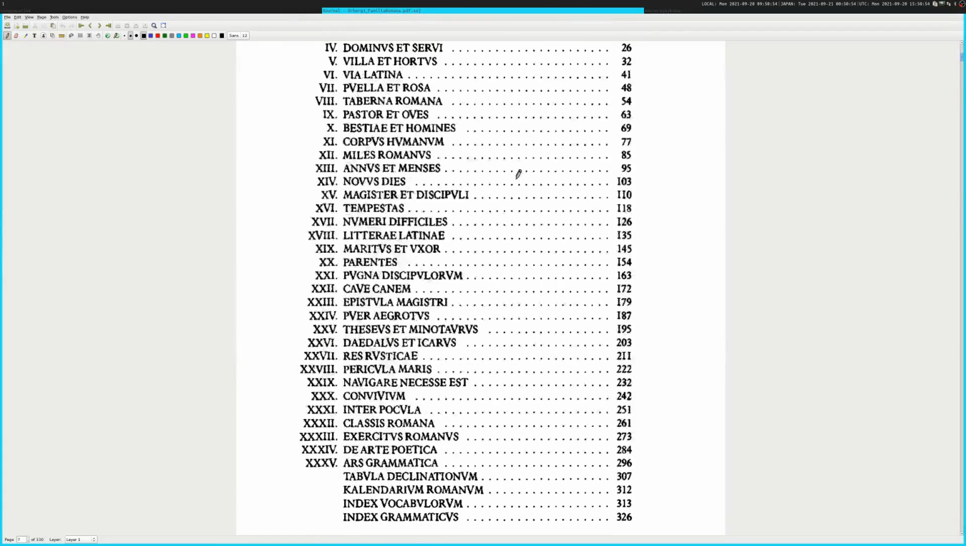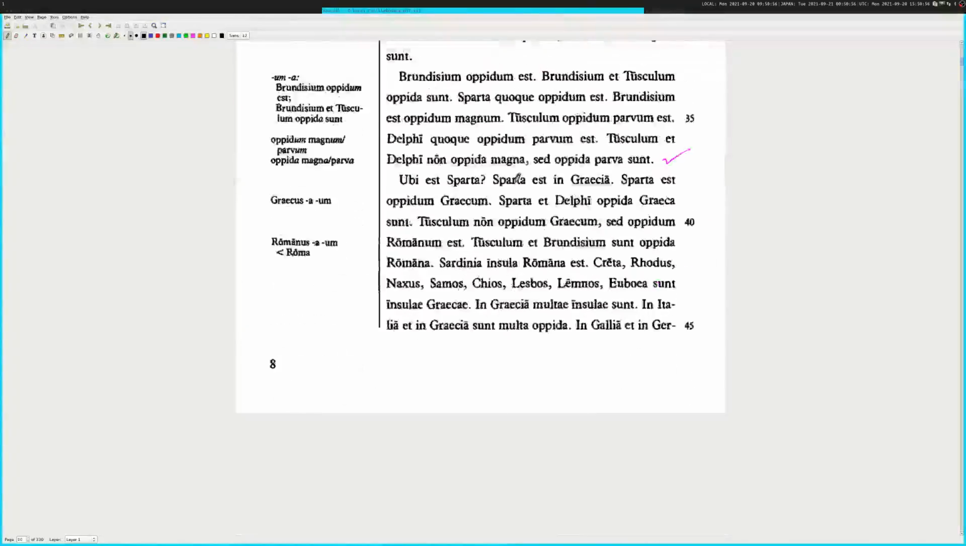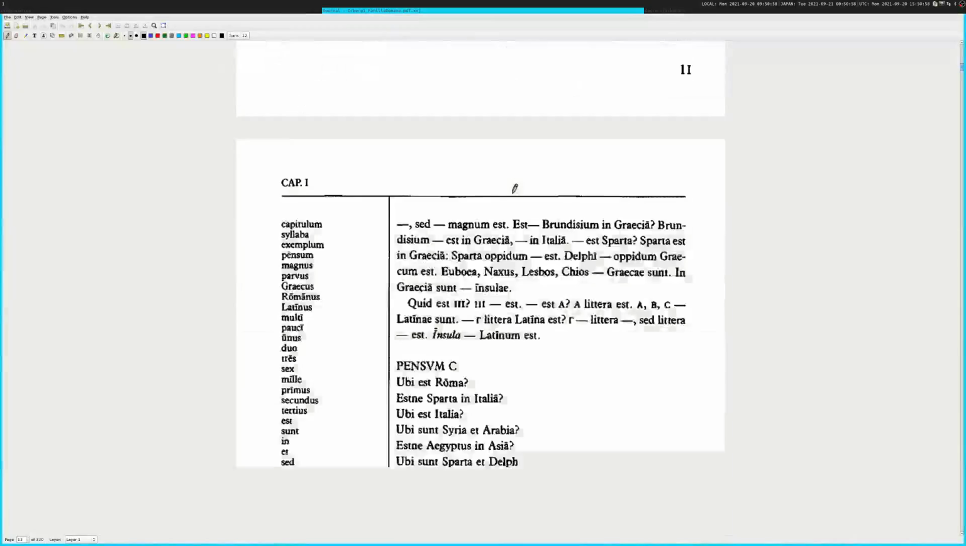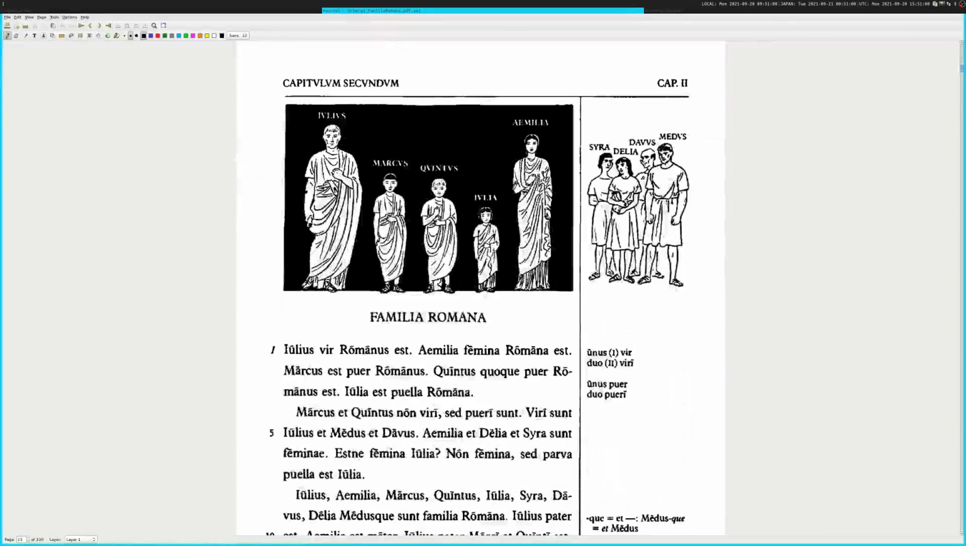AJ Kumar. We're reading Chapter 2 of Lingua Latina. This chapter, what's it called? Roman Family, Familia Romana, which is the title of the book. So there's 2 volumes to this book. Volume 1, or Part 1, is Familia Romana, and the other one is Roma Aeterna. And the whole thing is called Lingua Latina per se illustrata.